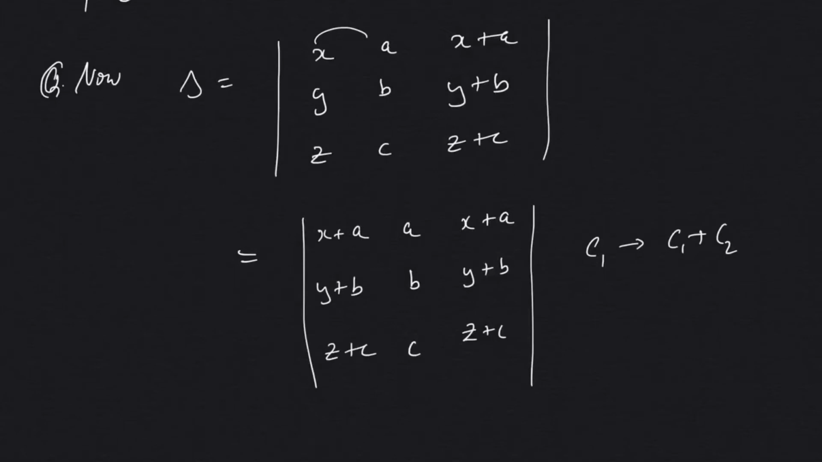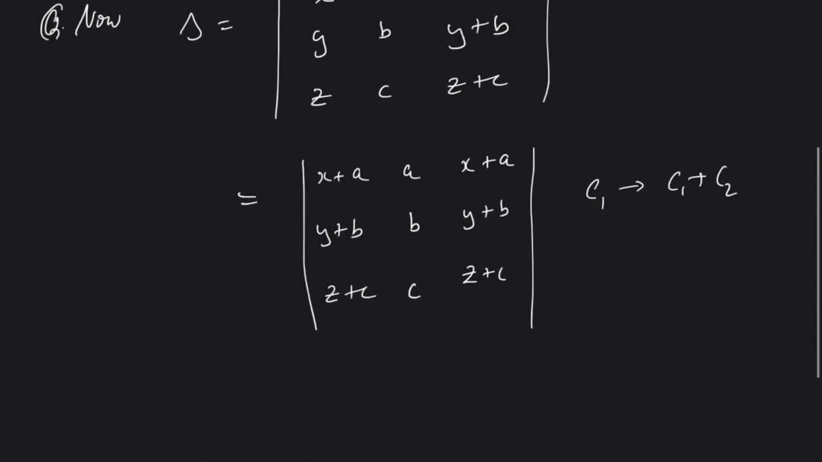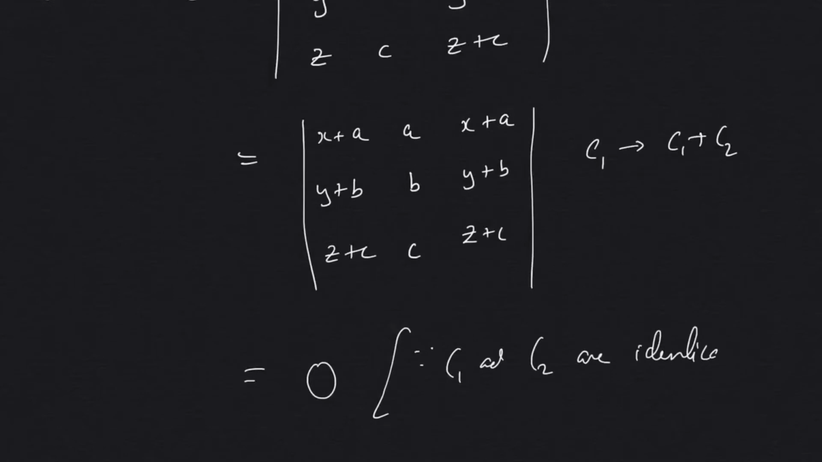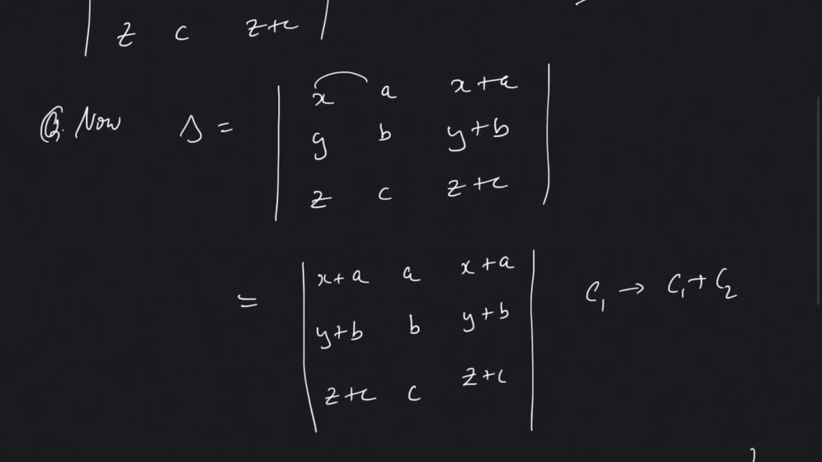These are the properties what we can do in determinants. So we can add and subtract columns and rows also in determinants. So in that case, what happens is this value simply becomes 0 because using properties we have done since C1 and C2 are identical.